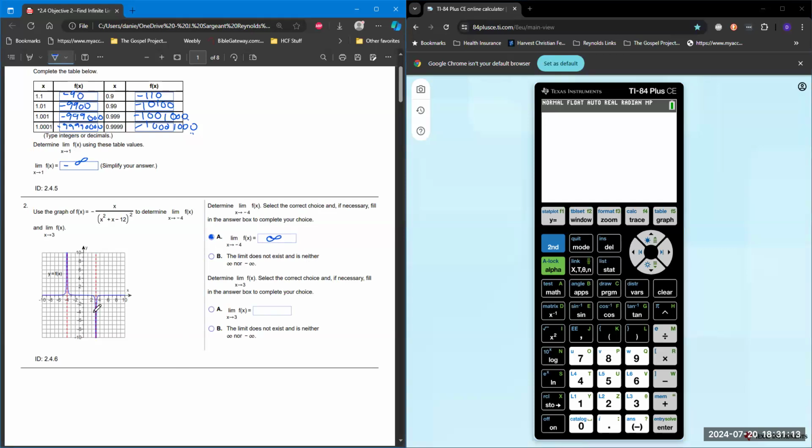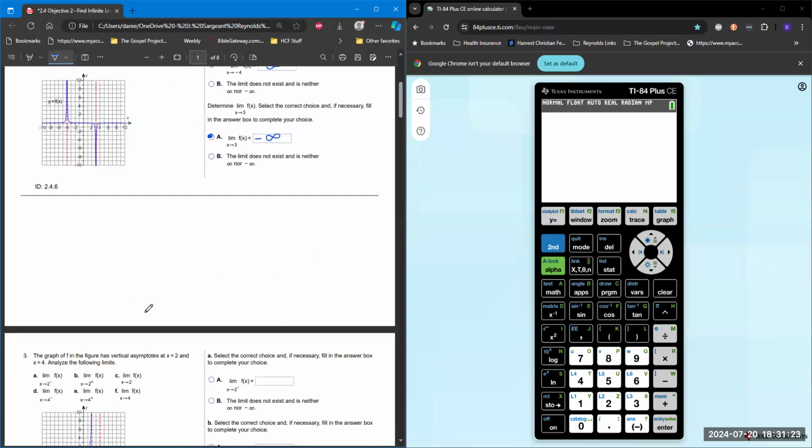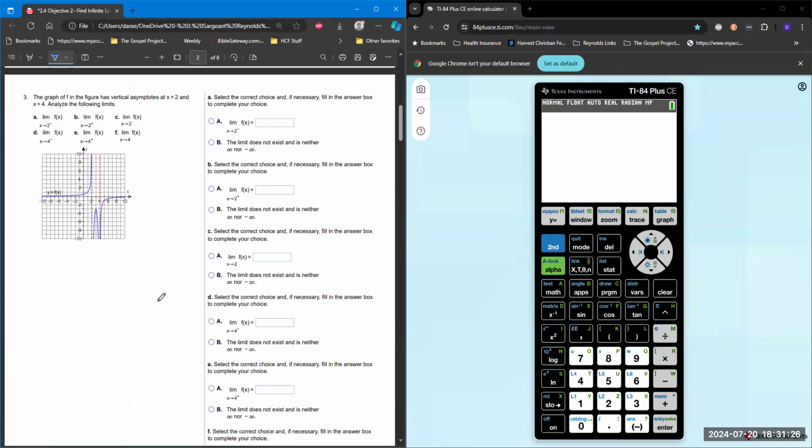As we approach 3 here, it's coming at negative infinity from both sides, so the limit is going to be negative infinity. Now let's look graphically here. As we approach 2 from the left, we're going to positive infinity. As we approach 2 from the right, we're going to negative infinity. So I can't say that the limit exists because it's not going to negative infinity or positive infinity from both sides.